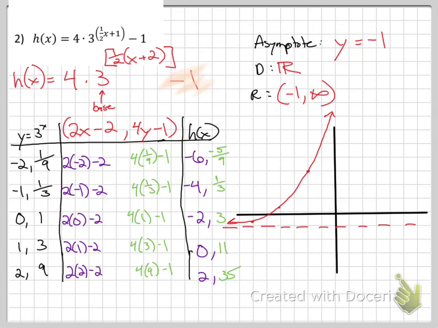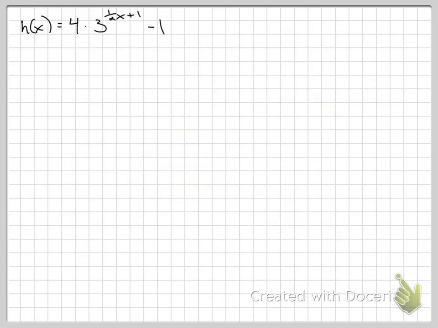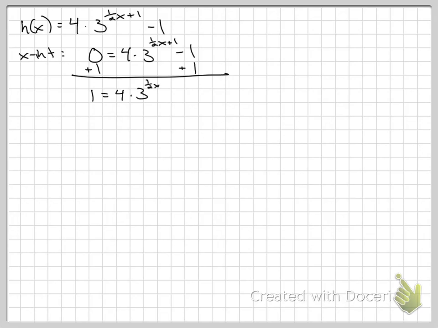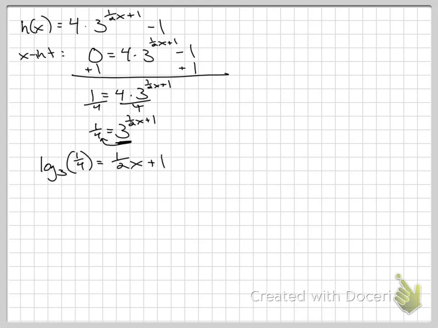Now we're going to find our intercepts, which I need more space for, so I wrote the original equation over here. So, x-intercept. You always make y equals 0. Start solving for the 3 to the x. Get that alone is what I'm trying to say. Divide by 4. The only way to get a variable exponent out of the air is to change it to a log. The base is 3, so it's log base 3 of the other side, 1/4, equals the exponent, 1/2 x plus 1. You're going to get a crazy looking equation.